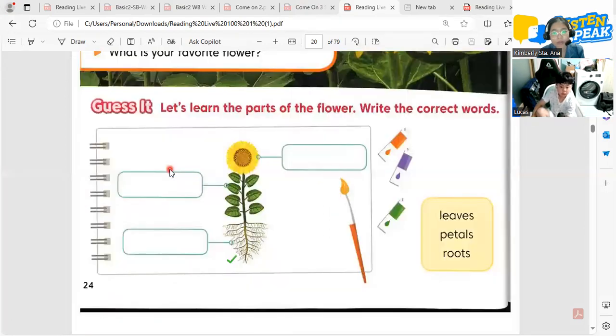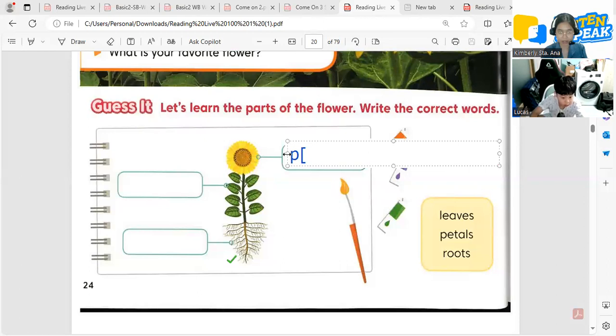Now, let's see. What do we have here? Ooh, let's learn the parts of the flower. Lucas, what is this? Is it leaves, petals, or roots? Petals. Petals, very good. These are petals.